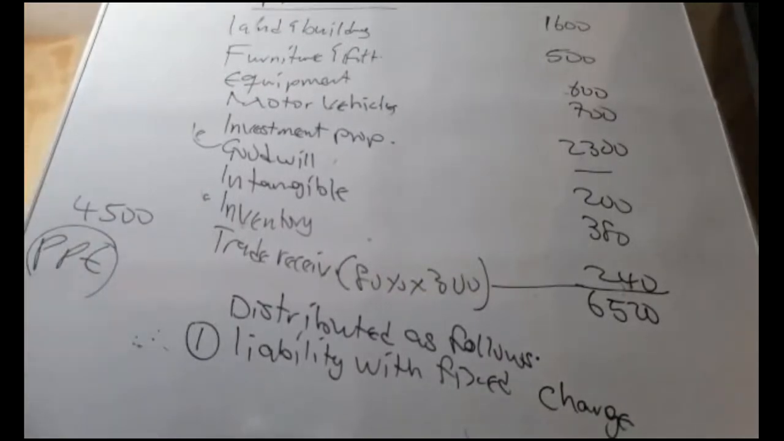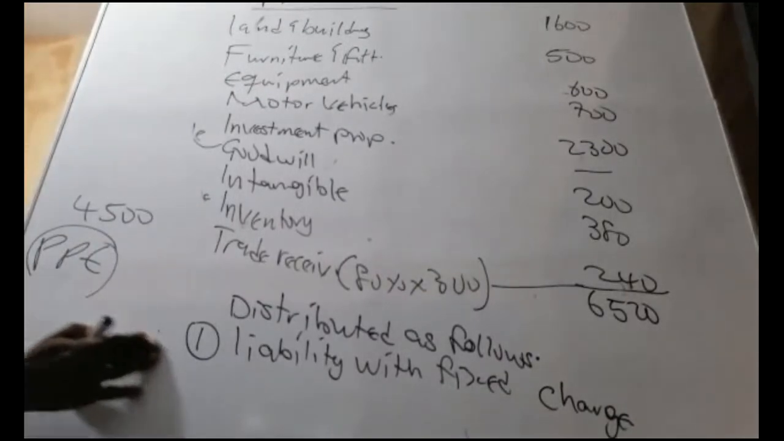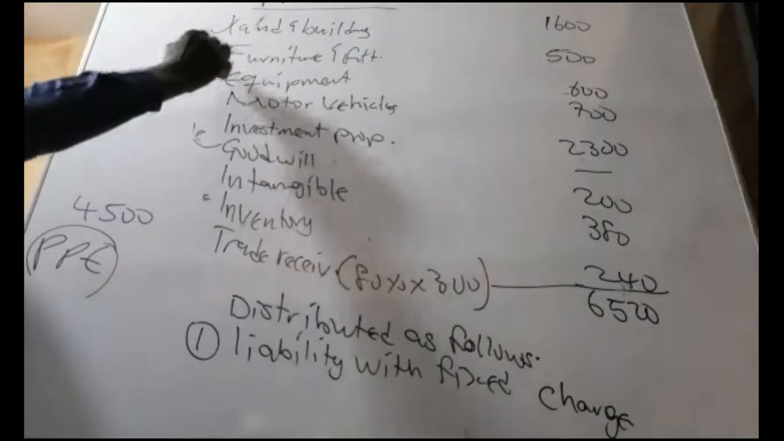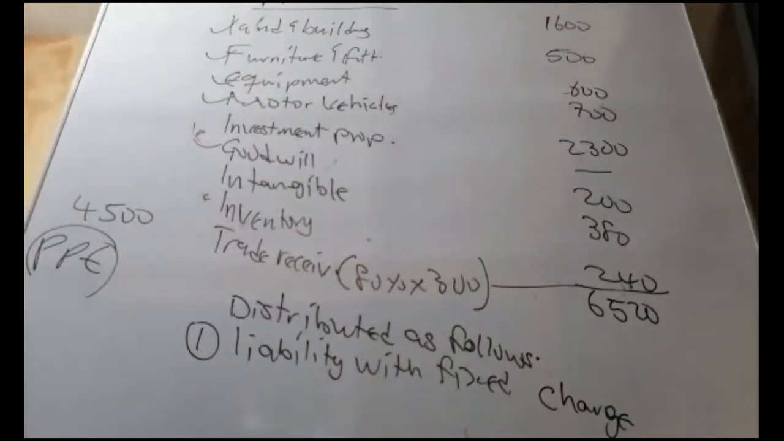Good. So the PPE is made up of what? It's made up of land and building, furniture, equipment, and motor vehicles. So sum all these 4 proceeds together. What do you get? And let's see if it will be enough to pay what? The 15% debenture holders. So kindly take note. It's 3,400.